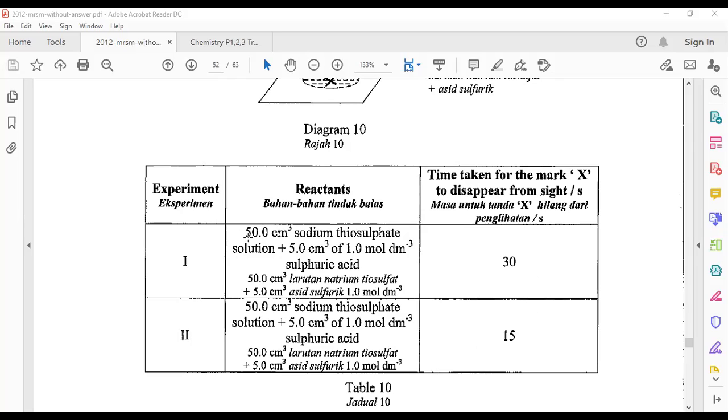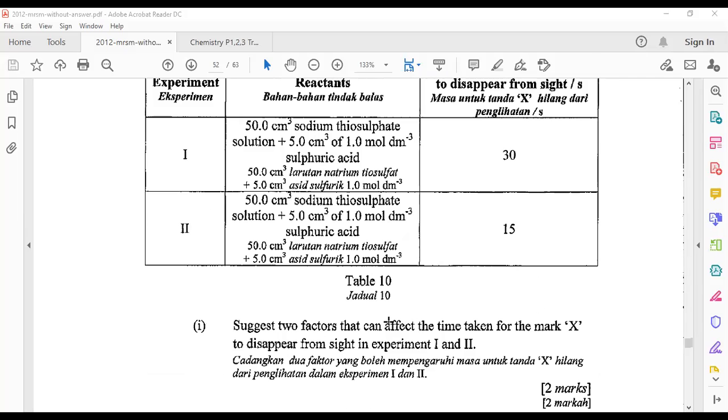Okay, look at the condition here. Can you see they are all the same? They are all the same. So now the question is asking you, suggest 2 factors that can affect the time taken for the mark X to disappear from sight in experiment 1 and 2.